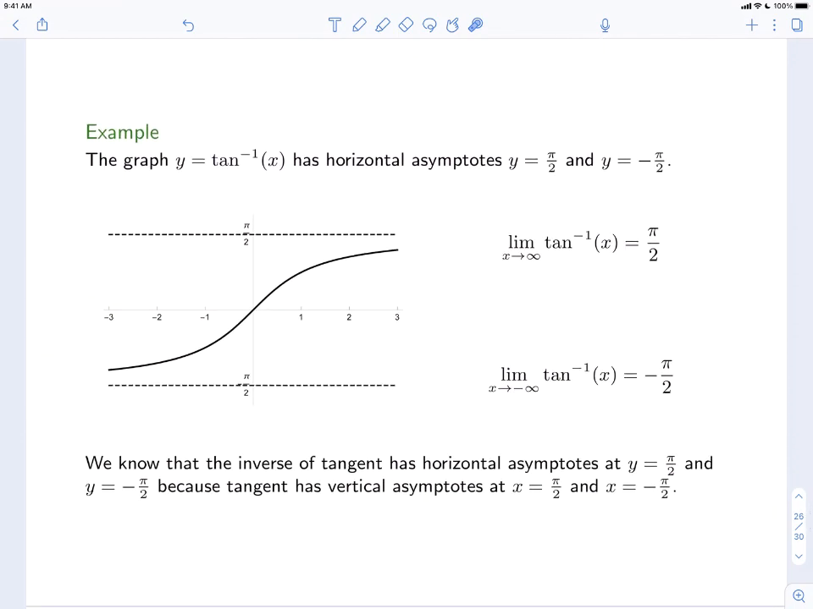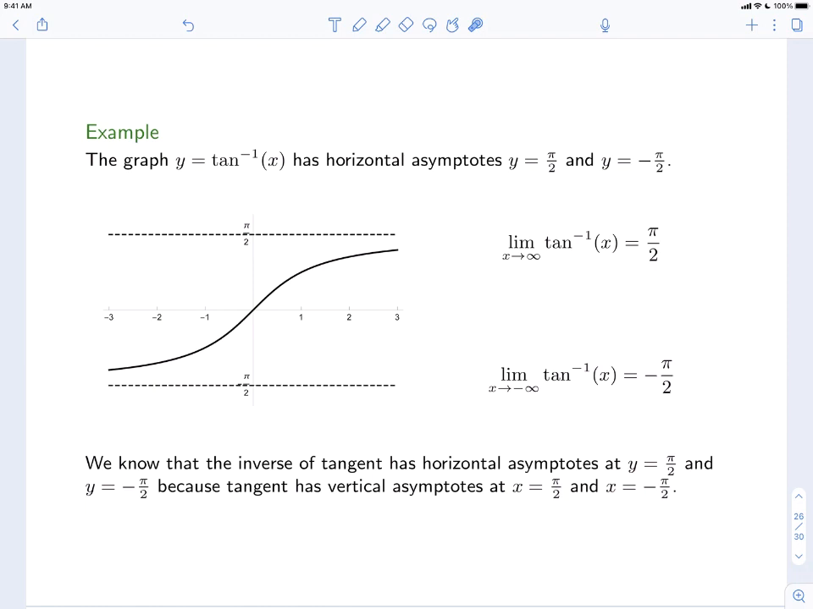Let's look at another example. The graph y equals the inverse tangent of x has horizontal asymptotes y equals pi over 2 and y equals negative pi over 2. So as x goes to infinity, that is, as you move further and further to the right, the inverse tangent gets closer and closer to pi over 2. As x moves to the left, then the graph of the inverse tangent gets closer and closer to the line y equals negative pi over 2. And that's what it means to be a horizontal asymptote.